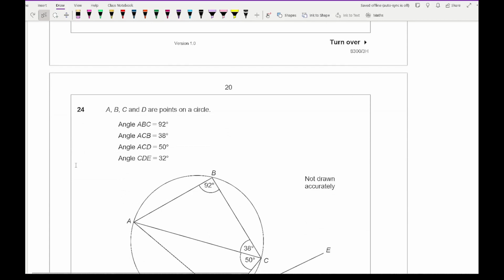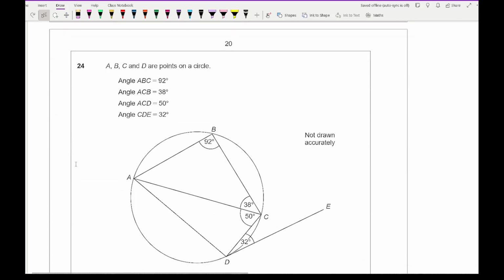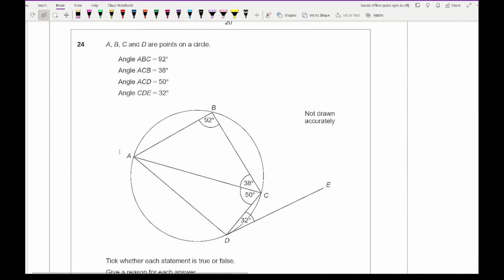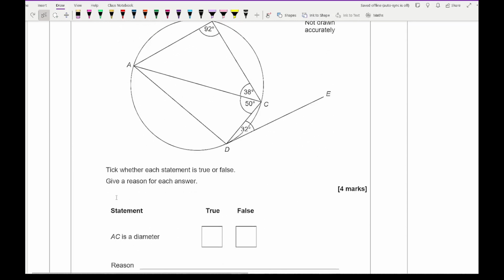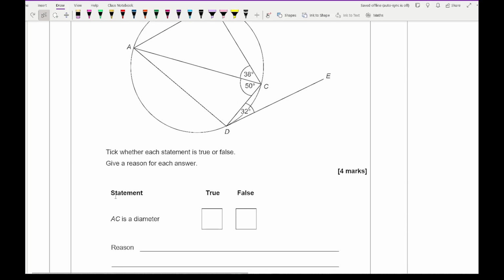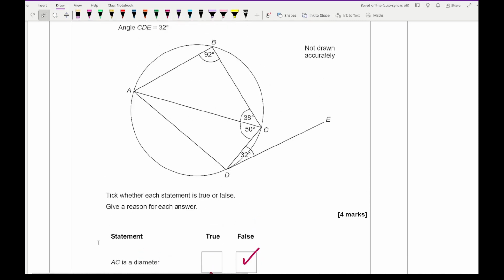Then looking at question 24, so looking at circle theorems, it says we've got this diagram, and the question is asking us, is AC the diameter of this? Now the answer you should have is false, and the reason for that is because ABC is not equal to 90 degrees. If AC is a diameter, then the opposite angle should be 90 degrees, and as you can see, it is not.